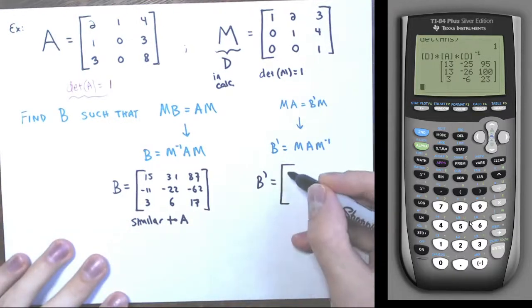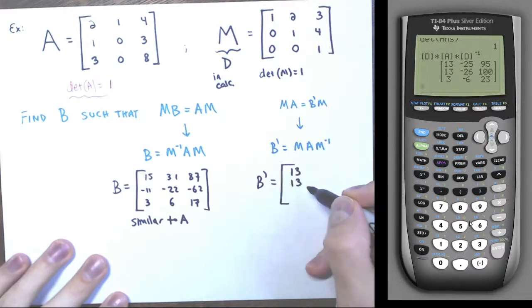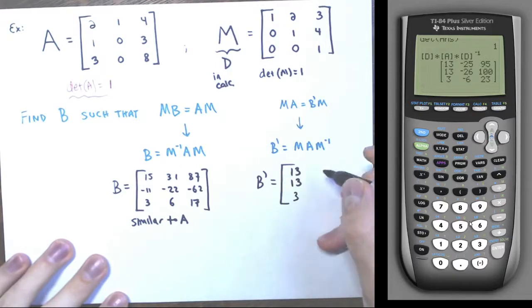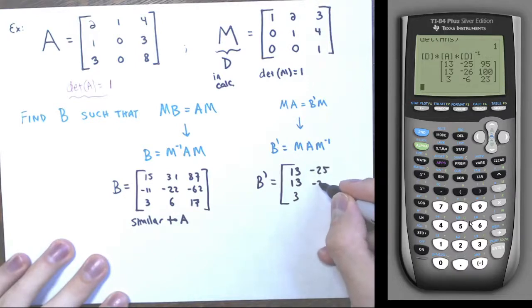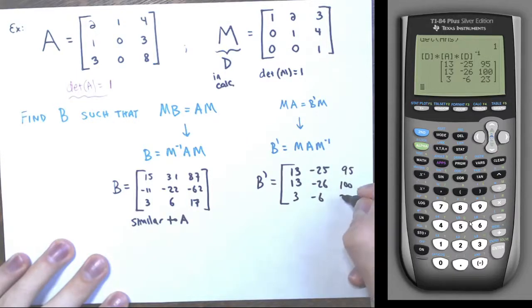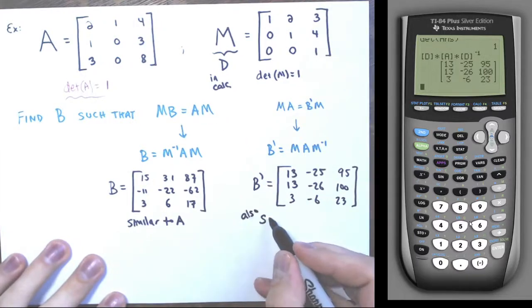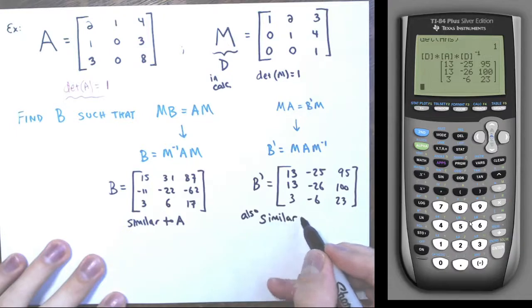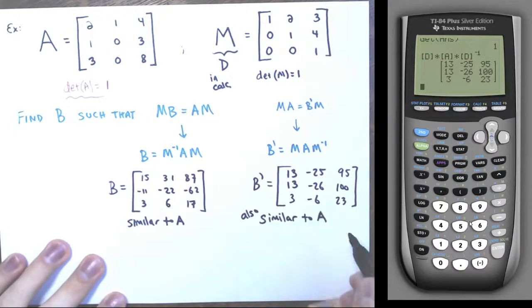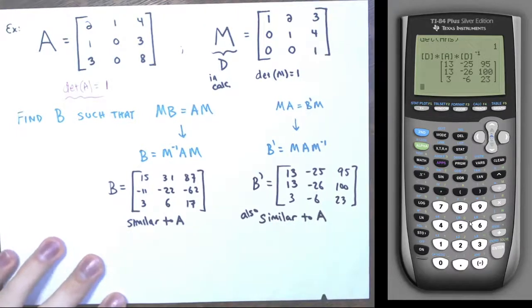So the first column 13, 13, 3. Second column negative 25, negative 26, and negative 6. And third column 95, 123. And this should also be similar. This is also similar to A. This B prime that I'm calling here.